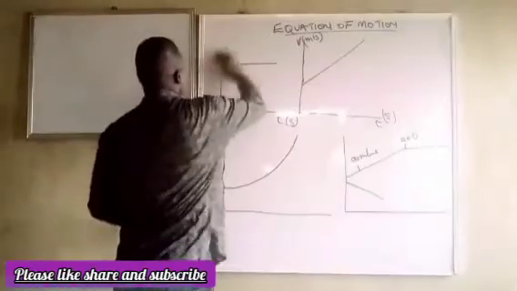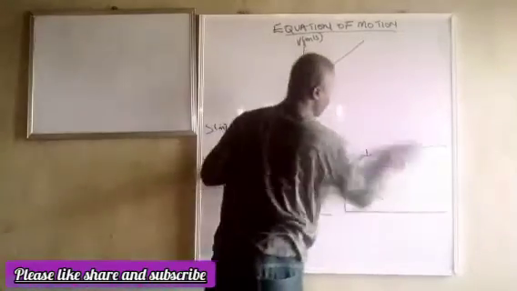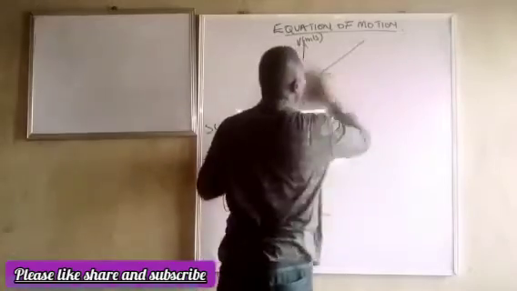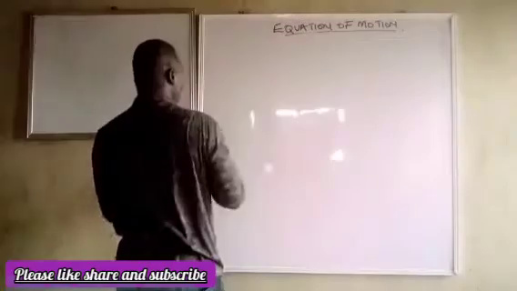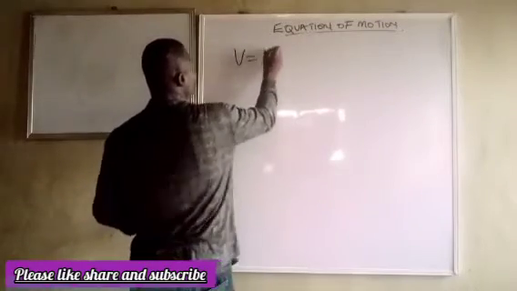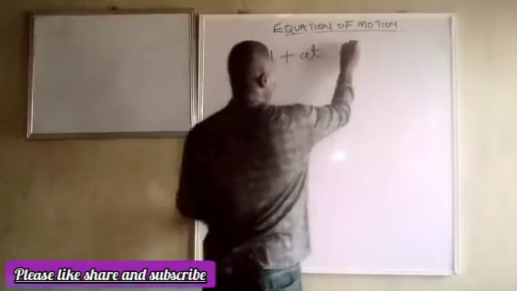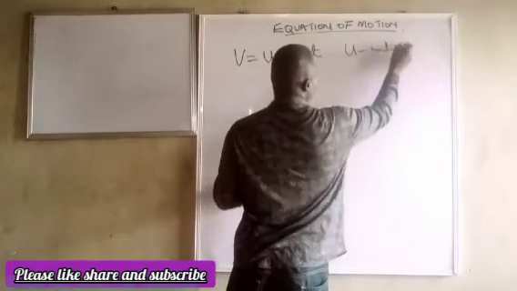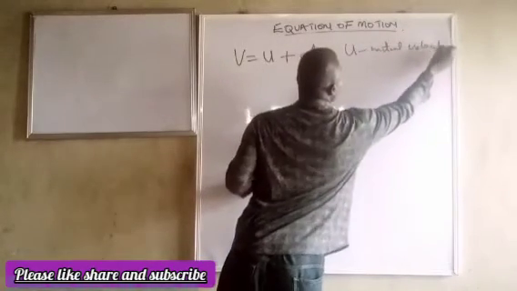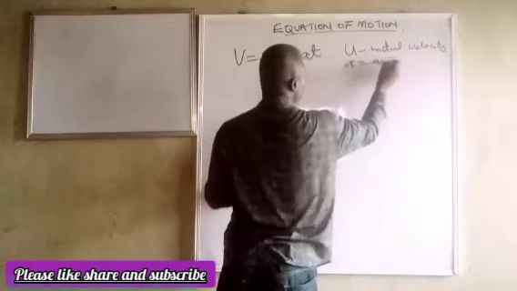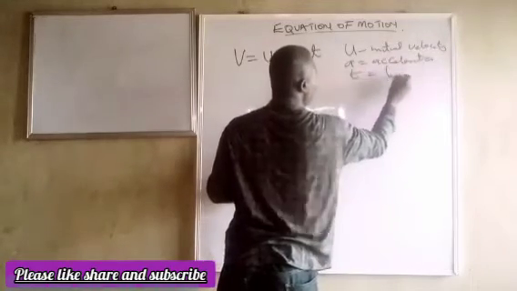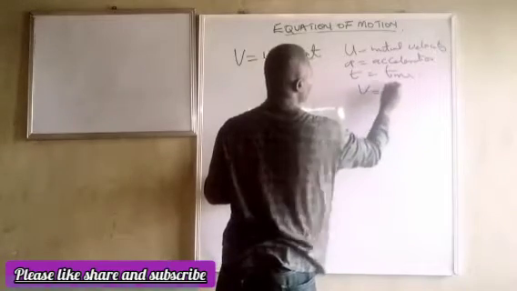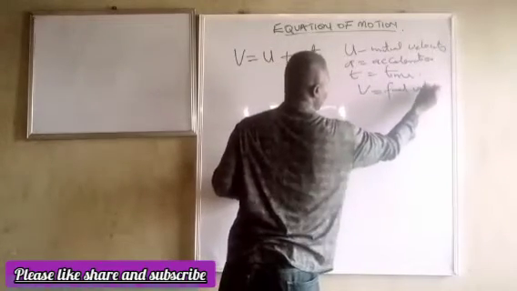Then we can also use our derived equations. You remember the equations? V equals U plus at, where U is initial velocity, A is acceleration, t is time, and V is final velocity.